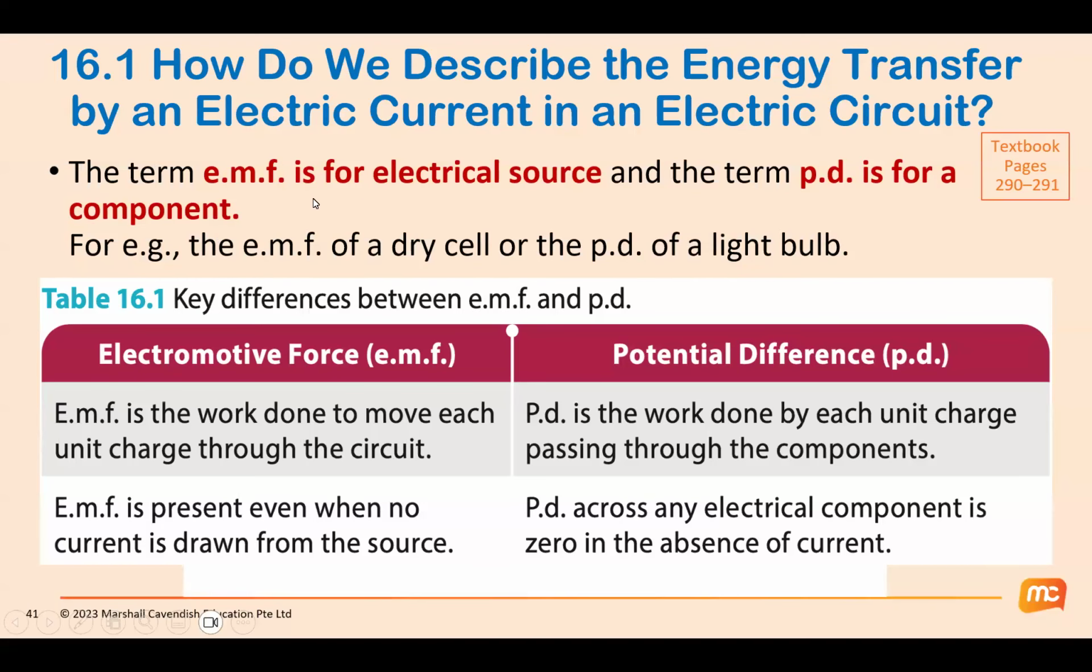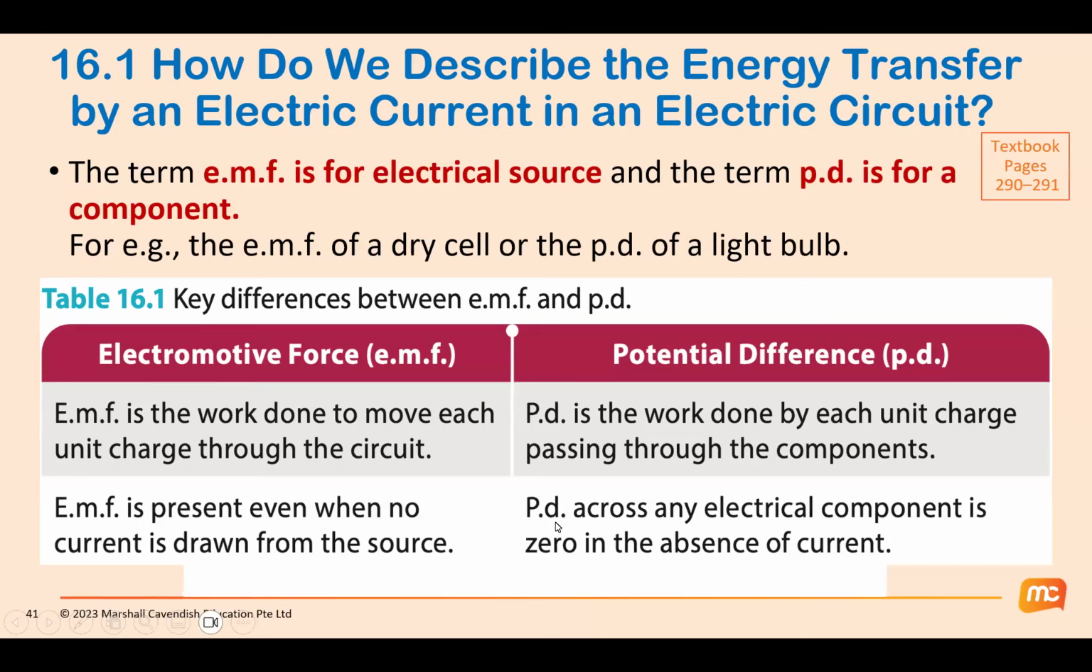Okay, so the term EMF is usually used for an electrical source. It's the amount of energy provided by the source, the battery, to drive the charge across the whole circuit, while potential difference is just the amount of energy needed to move across that component. EMF is present even when there is no current drawn from the source. So we always say a battery, even though it's not connected to any wires, there is still an EMF of 1.5 volts. Whether I have a complete circuit or not, the battery itself standing alone will already have an EMF.